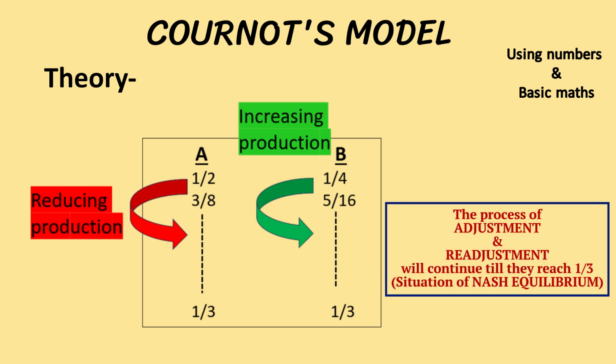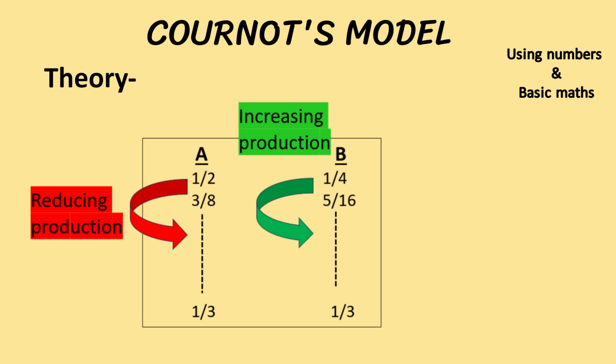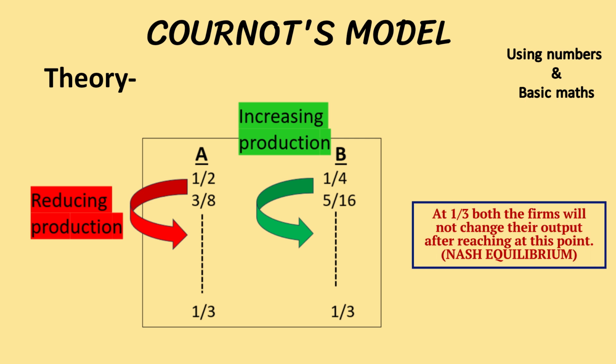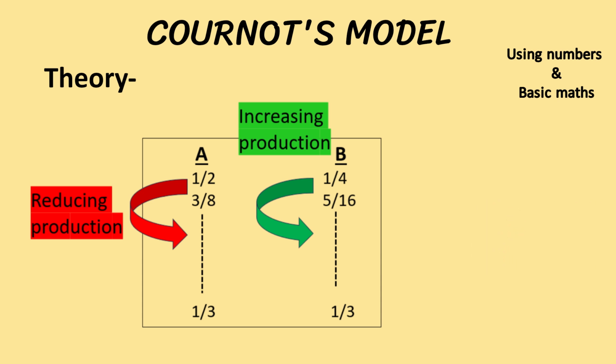This adjustment and readjustment will take place for several rounds until they reach a point where they would be producing the same level of output. And that number would be 1 by 3. So firm A would be producing 1 by 3 and firm B would be producing 1 by 3. It is at this point where both the firms will not have any intention to change their output level. They will not have any incentive to change it. So at the 1 by 3 level, they will stop this process of adjustment and readjustment. We are done with this explanation of the theory with respect to numbers and basic maths.